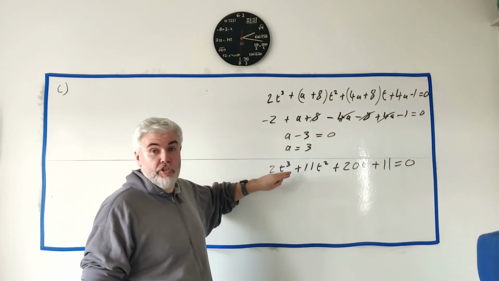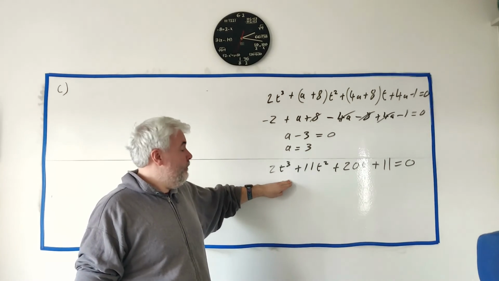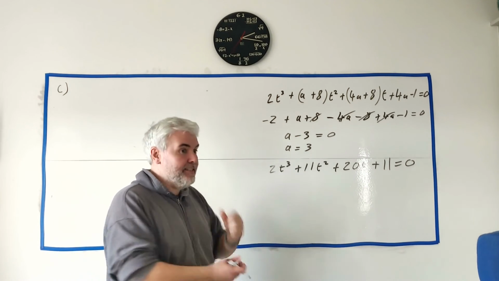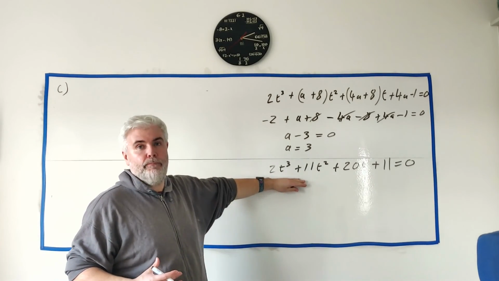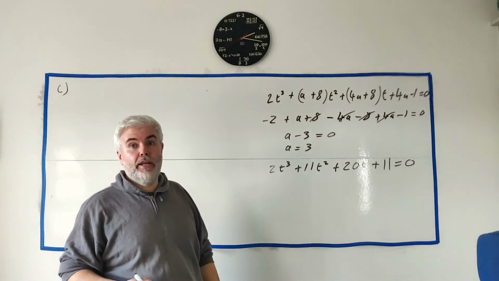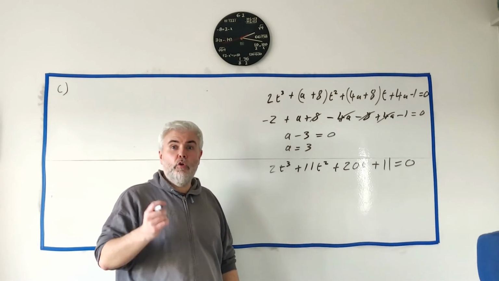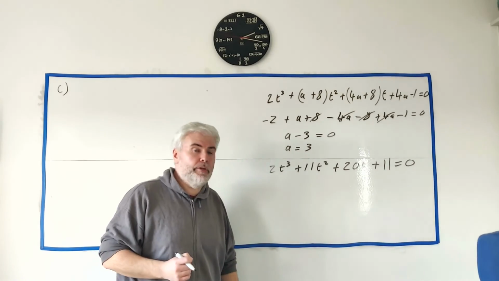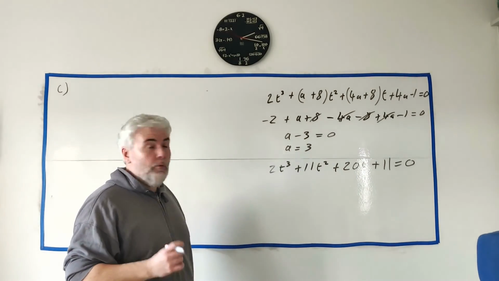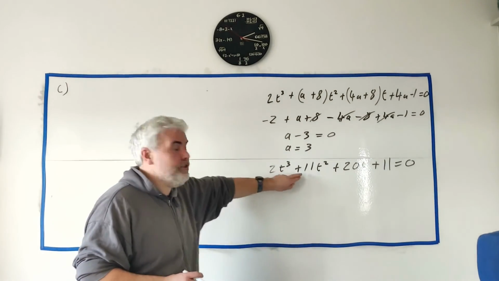So basically any solution to this is at gradient equals 1. That's what this is. This is gradient equals 1. So they're asking to show that there's only one point. Show that P is the only point that has gradient 1. Basically they're saying show that there's only one solution to this.